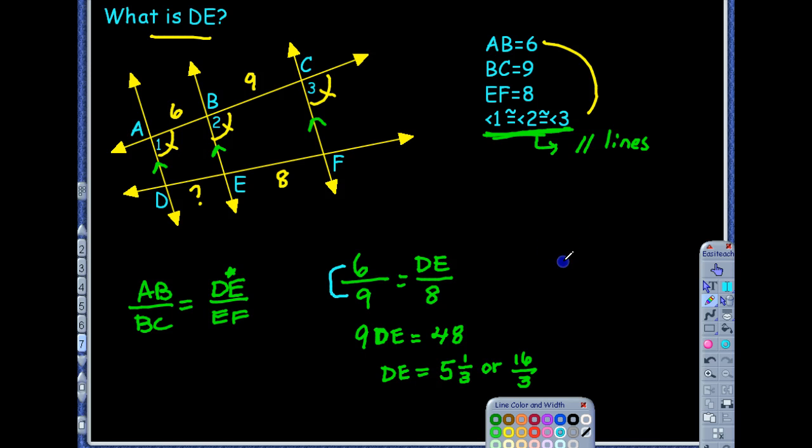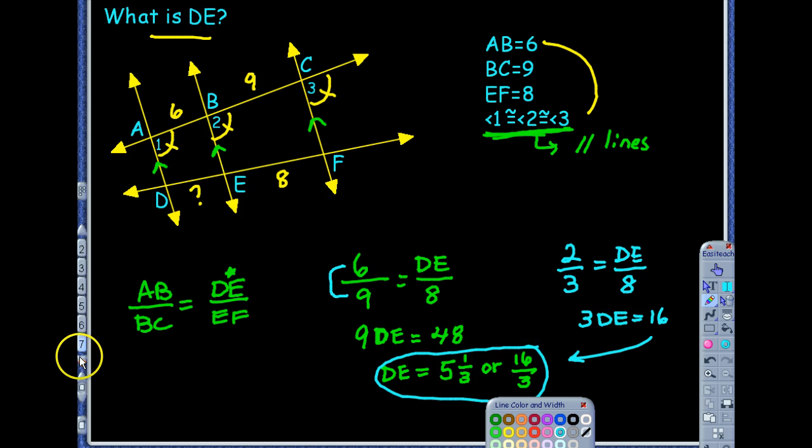Right. But you could say this is 2 to 3 is equal to DE to 8. And notice when you cross multiply and then divide, it's going to be already simplified. So if you want to simplify first before you cross multiply, it might be easier numbers to work with. I often do that. So just an option there for you.